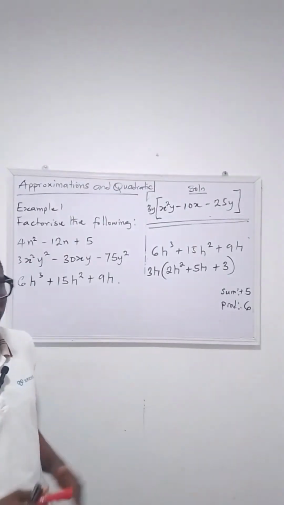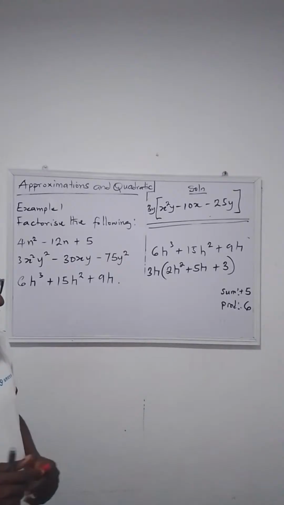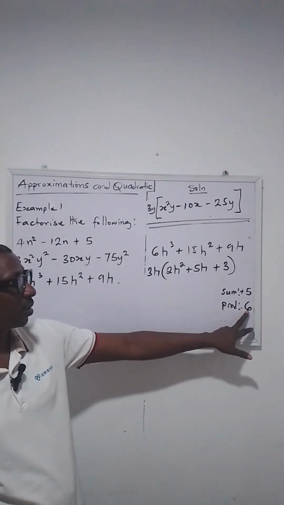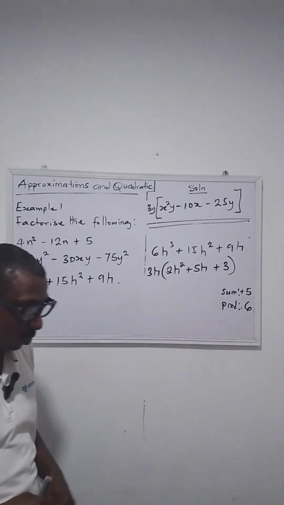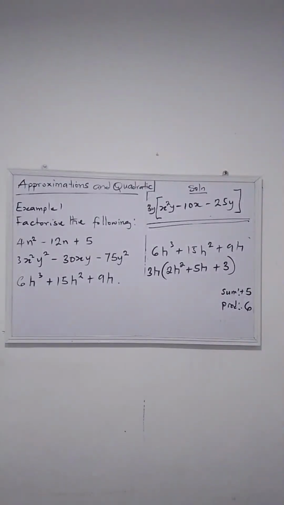So this one is very simple. I want to see what you have for that. Two numbers such that when you multiply together, you have 6, and when you add together, you have plus 5. Let me see what you have for that. Drop your answer in the comment section. What are the two numbers?